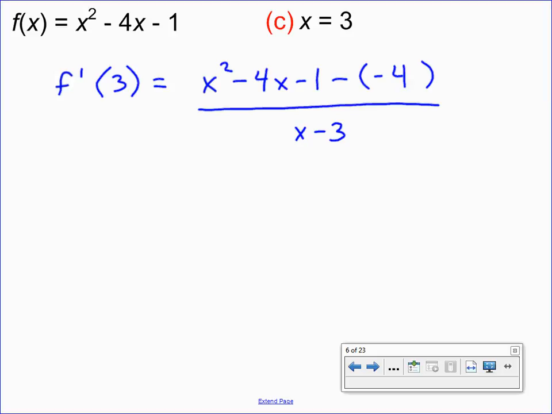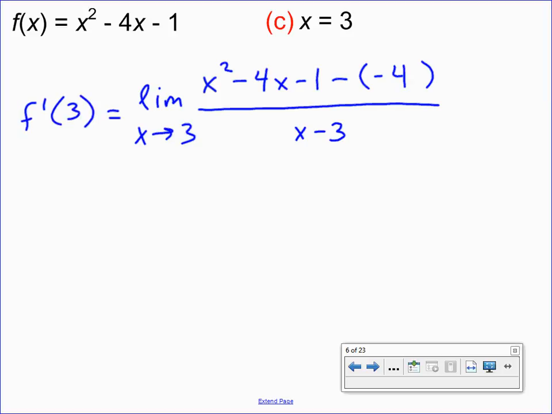Don't forget the most important part of the definition of the derivative. This is the limit as x approaches 3. We have to have that limit, right? Otherwise, we're not doing an instantaneous rate of change. We're doing an average rate of change where my interval is 0 and I won't be able to get around that 0 in the denominator. All right.